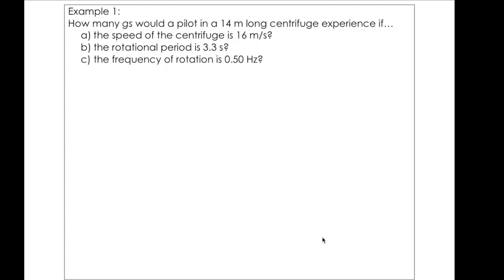Or no, what would be the centripetal acceleration in G's? And then for part B, the rotational period is 3.3 seconds. So what is the centripetal acceleration? And then the frequency of rotation is 0.5 hertz. So they give us frequency. They want to know what the centripetal acceleration is.